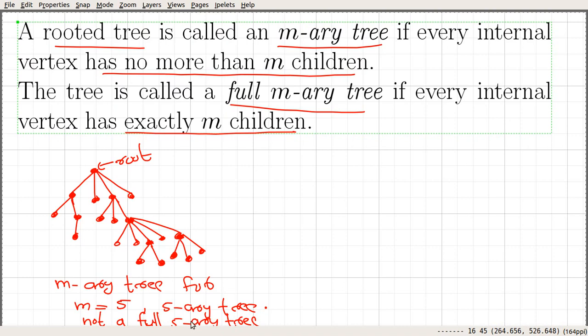It is not a full 5-ary tree because, if you look into these nodes, the root node has 4 children, and it is a 5-ary tree. Similarly, here the number of children is 2, and here the number of children is 3, and so forth. A tree is called a full m-ary tree if every internal vertex has exactly m children. So let me give an example of such a tree.